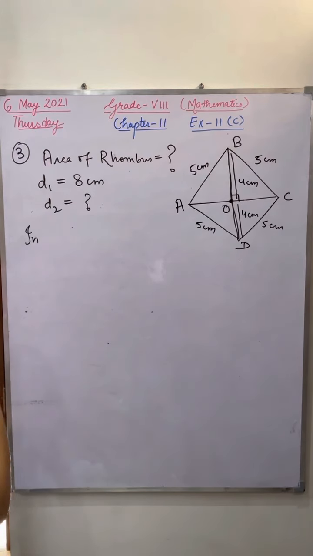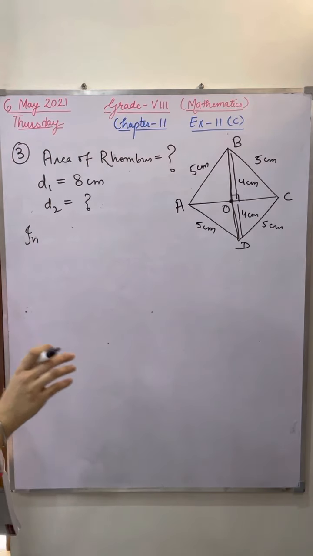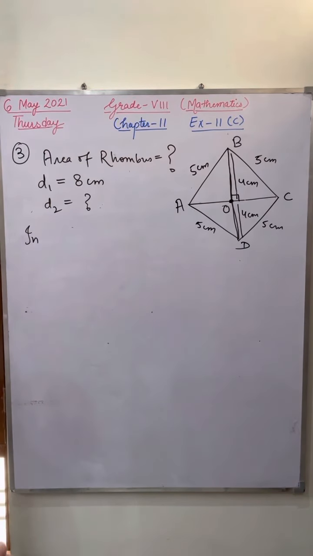Ma'am, we will use Pythagoras theorem to get half part of the diagonal, and then we will multiply it with 2 so that we can get the full diagonal length. Very, very good. Absolutely correct. Very good. Please mute yourself, Nikansh.